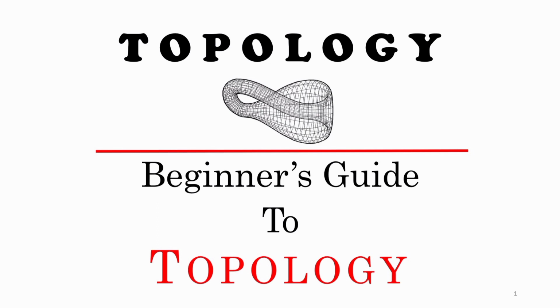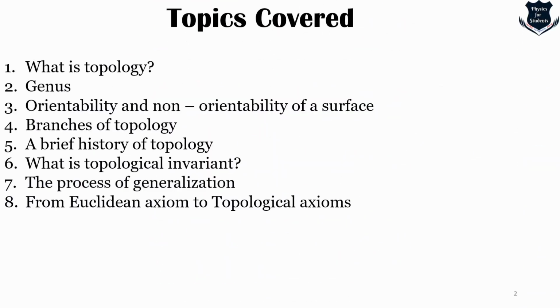So before we go ahead and delve deep into the subject, let us look at what topics we are covering. We are covering basically what is a topology, what is a genus, what is orientability and non-orientability, what are the different branches of topology, a brief history, how topology emerged, what is called a topological invariant, what is the process of generalization, and how do we move from Euclidean axioms to topological axioms. These are the basic topics, but within these topics there are several subtopics and many other concepts being covered. So I would request the viewers to stay tuned and watch the video till the end.